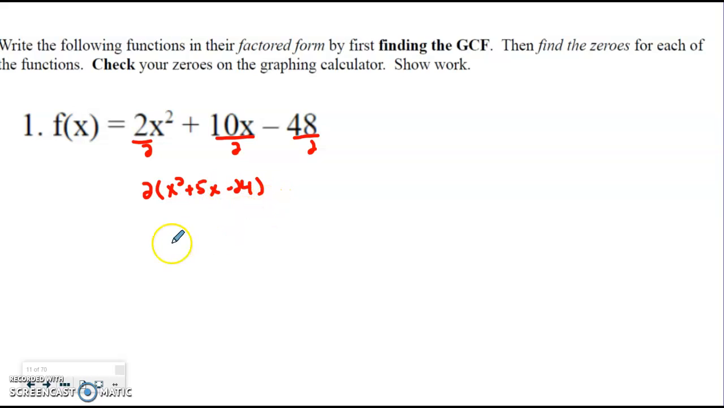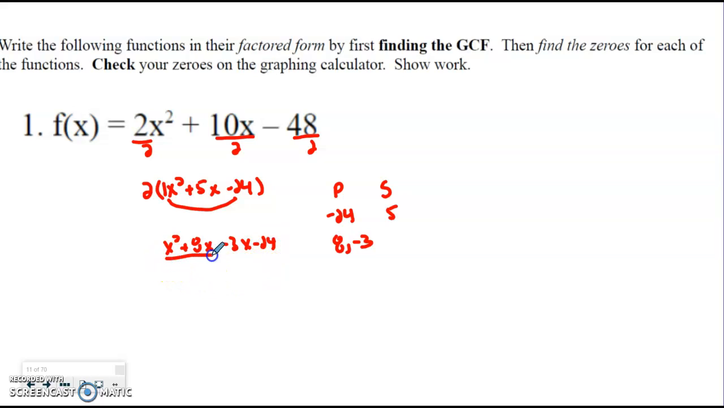Now, once I factor that greatest common factor out, I want to try to factor this trinomial, x squared plus 5x minus 24. When we find that factor, we are multiplying the first coefficient, which is 1, times negative 24. So we're looking for a product of negative 24, but a sum of 5. What two terms get me a product of negative 24 and a sum of 5? That is 8 and negative 3. So I have x squared plus 8x minus 3x minus 24.